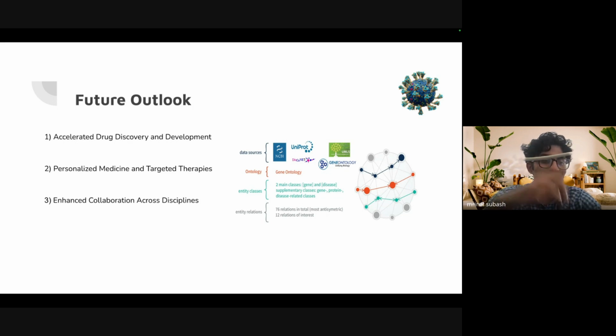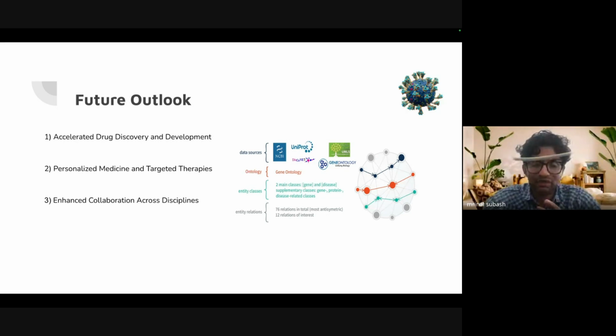Now, this would be of significant use, especially during dire times like a global pandemic, where a time-sensitive drug could be life-saving.